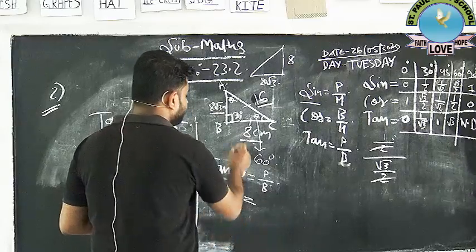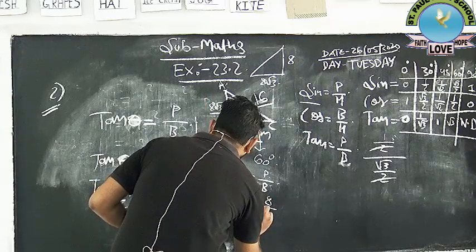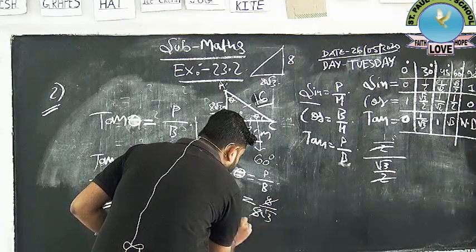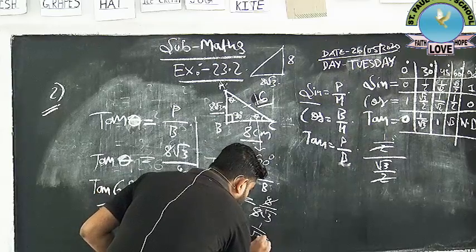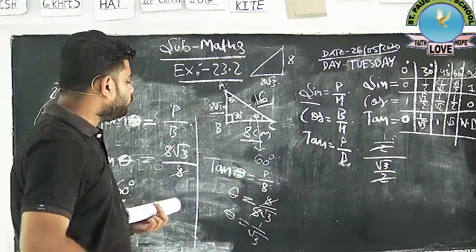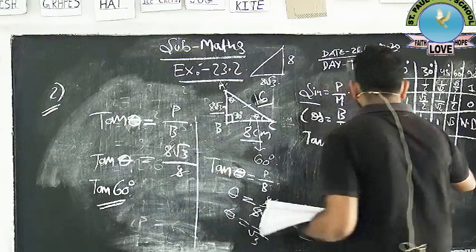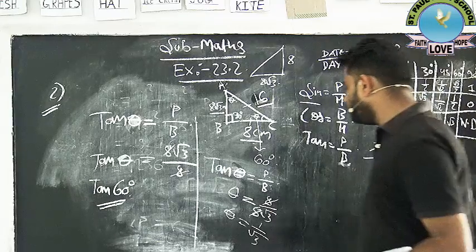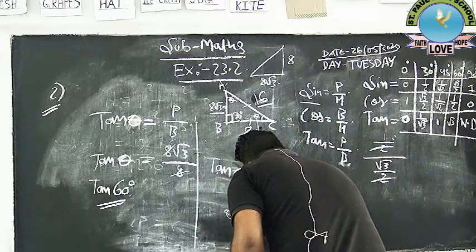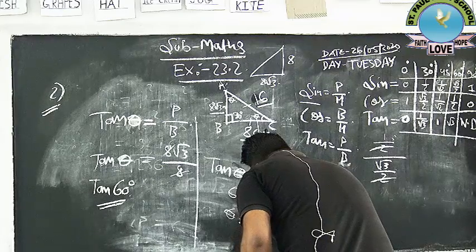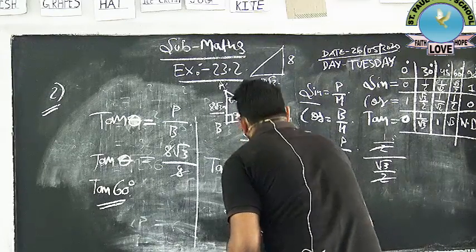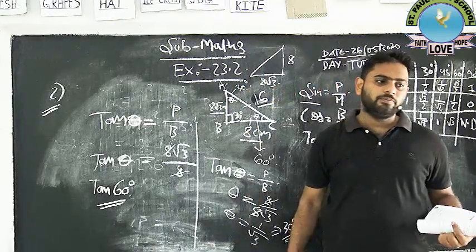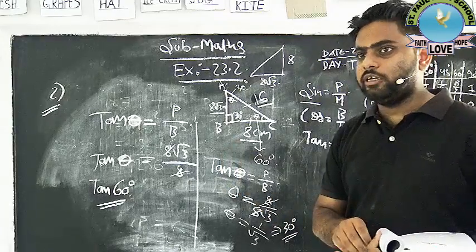What P do we have? P is 8. And what B do we have? 8 root 3. 8 cancel. Tan theta is equal to 1 by root 3. So what is the value of 1 by root 3? Yes sir, there is a value for 1 by root 3, and the degree is 30 degree. Tan's value for this is 30 degree. So this answer is 30 degree. I believe you are getting the points I am saying.